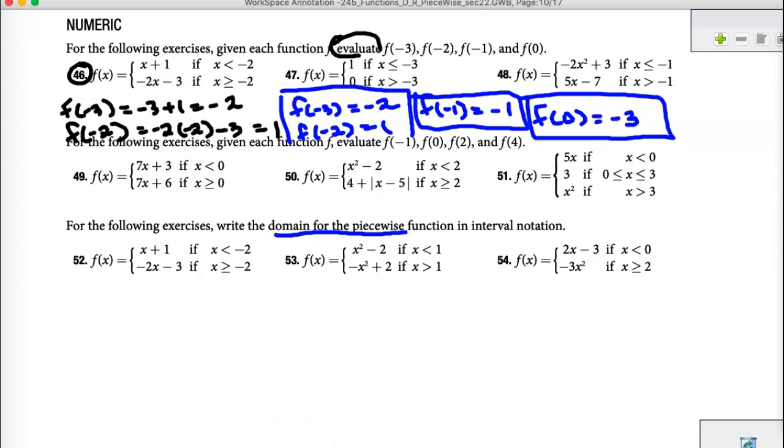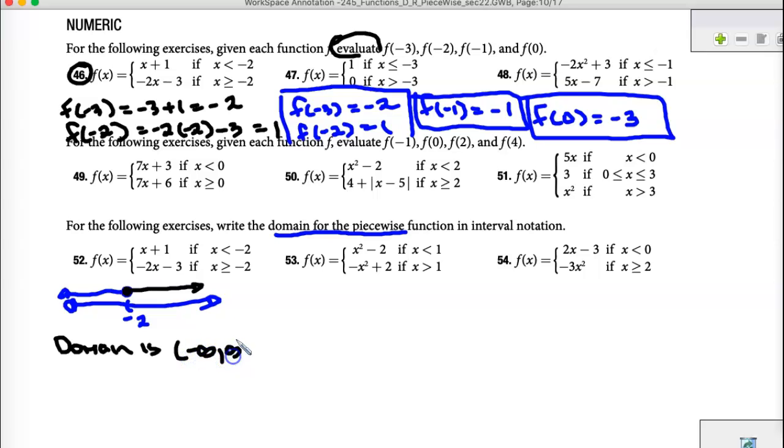And it kind of depends here, right, on how this is defined. So when you take a look on a number line for number 52, here at -2, it's not included, so you would have an open circle, but you would shade here. But here, you would have a closed circle, and you would shade here. So for number 52, the domain is -infinity to +infinity.